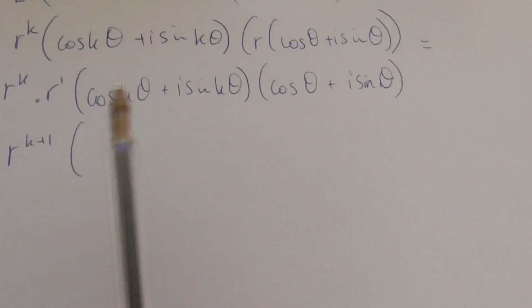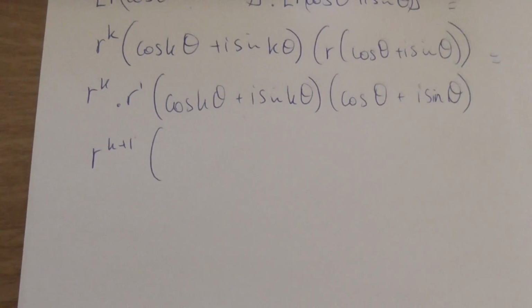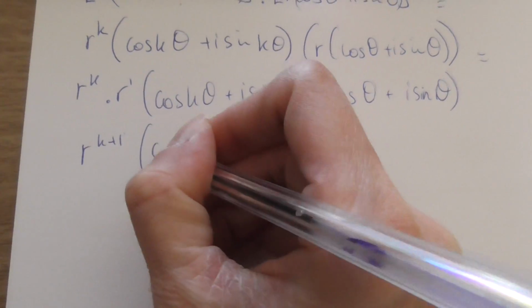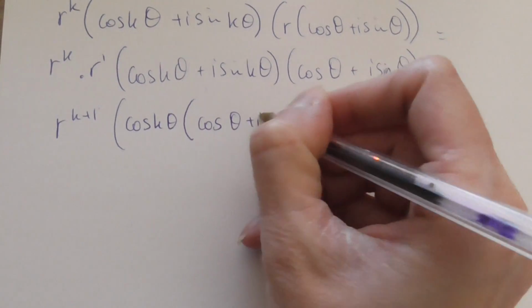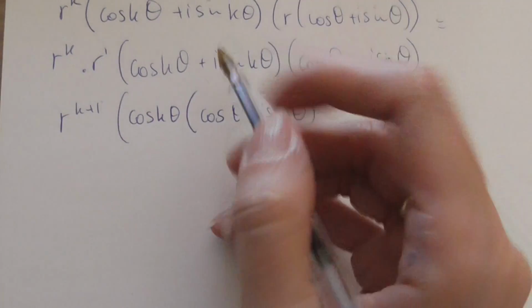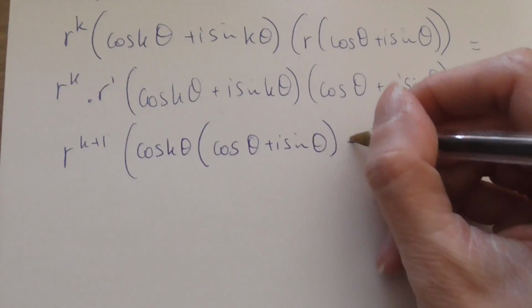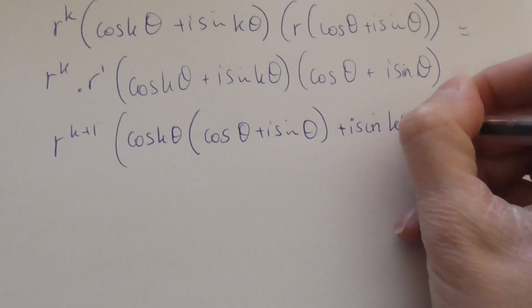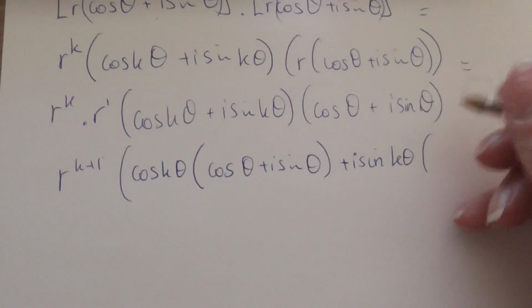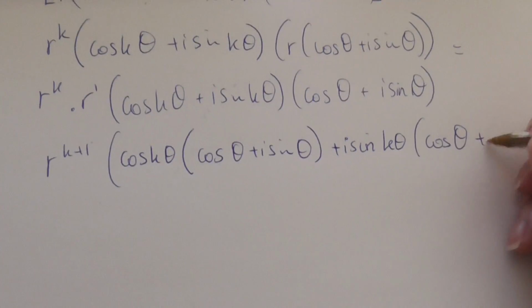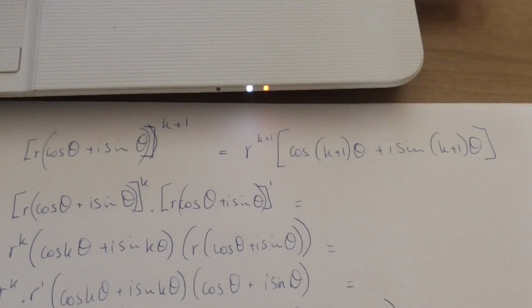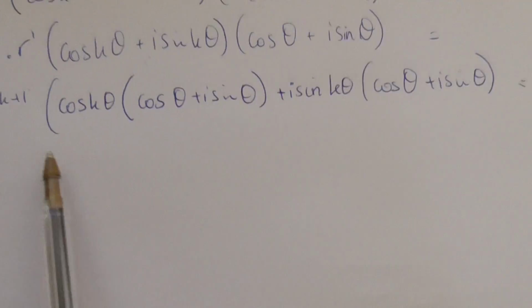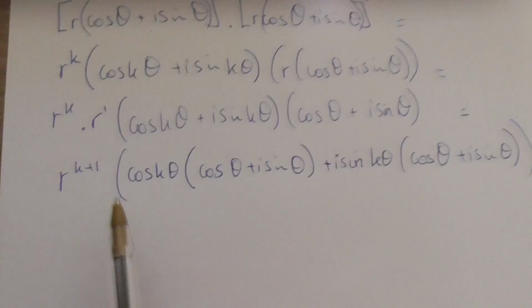Okay, so what I am doing is I am splitting those two brackets and multiplying them out. Okay, so it's going to be the cos of k theta multiplied by the second bracket, (cos theta plus i sine theta), plus i sine k theta multiplied by the second bracket, which is (cos theta plus i sine theta). Okay, remember all of this should be equal to that right hand side there. That's what I'm trying to get it to look like. Okay, right, close that outer bracket. Now I'm going to multiply all this out.